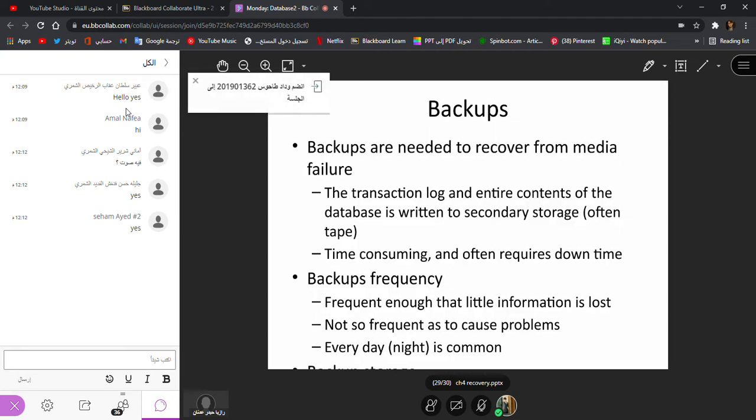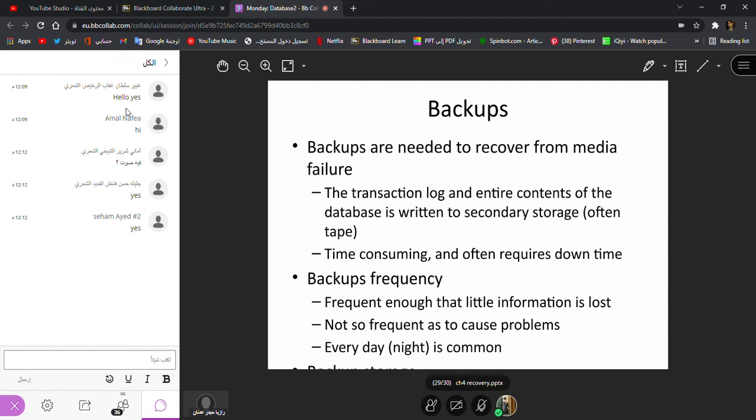So how do we deal with this kind of problem? Basically, they say that you have to make backups. For this purpose, you need to make backups. A backup is like a copy. You have your log on one disk, but you also keep a copy on other disks.